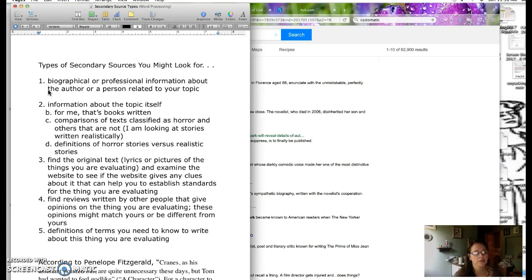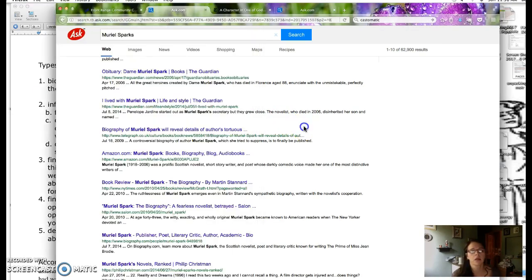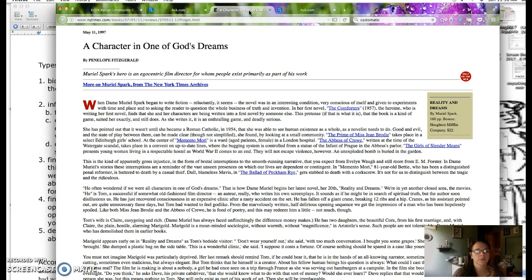So for me, that's comparing a realistic text to a horror text. And so the next thing that I found was this article, which I went ahead and pulled up. It's a woman looking at many of the different novels that Muriel Spark wrote. And down here, she's talking about the one. You guys see I'm moving my mouse around this title. This is the book that I'm going to be writing about in my evaluation argument.